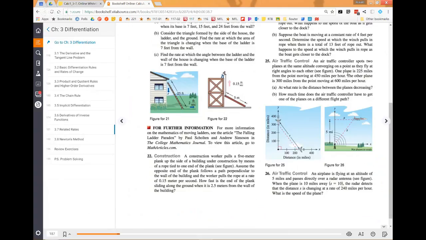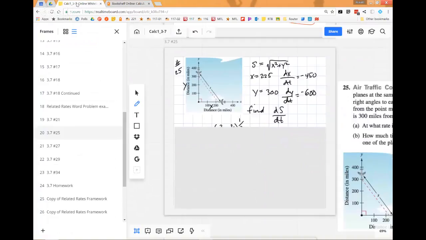All right. One plane is 225 miles away and is flying at the rate of 450 miles an hour. The other plane is 300 miles away and is flying at the speed of 600. At what rate is the distance between the planes, that's this diagonal, how far are they actually apart from each other, at what rate is that distance decreasing? So that's the problem.